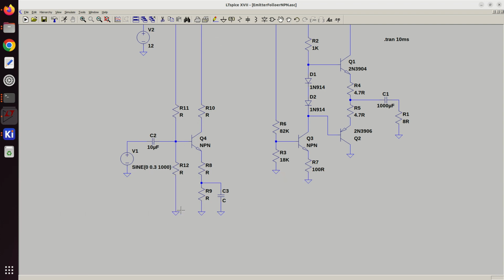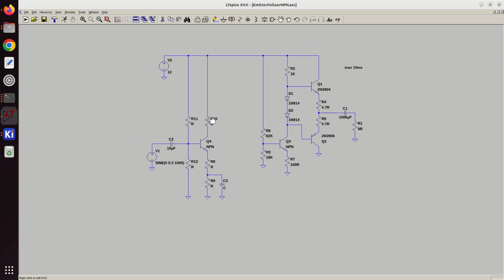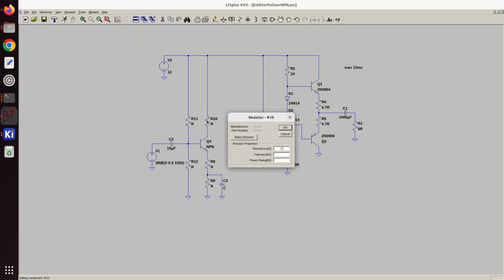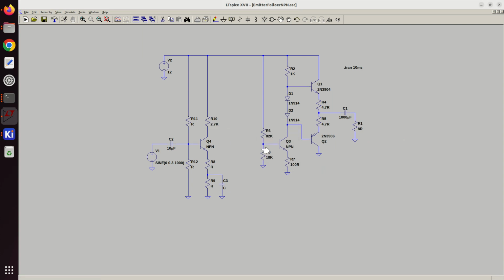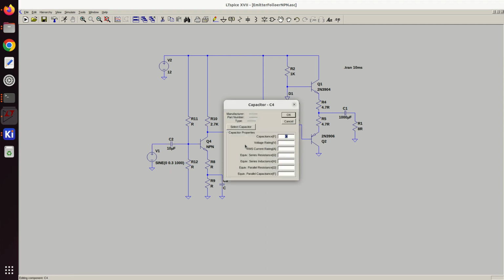Okay, so let's start picking some values that we think are reasonable. So I'm picking 2.7. That's going to be pretty small compared to that, so we're not going to get huge losses. I do need to put a capacitor here to isolate the stages. So let's connect them. And let's just put 10 microfarad.